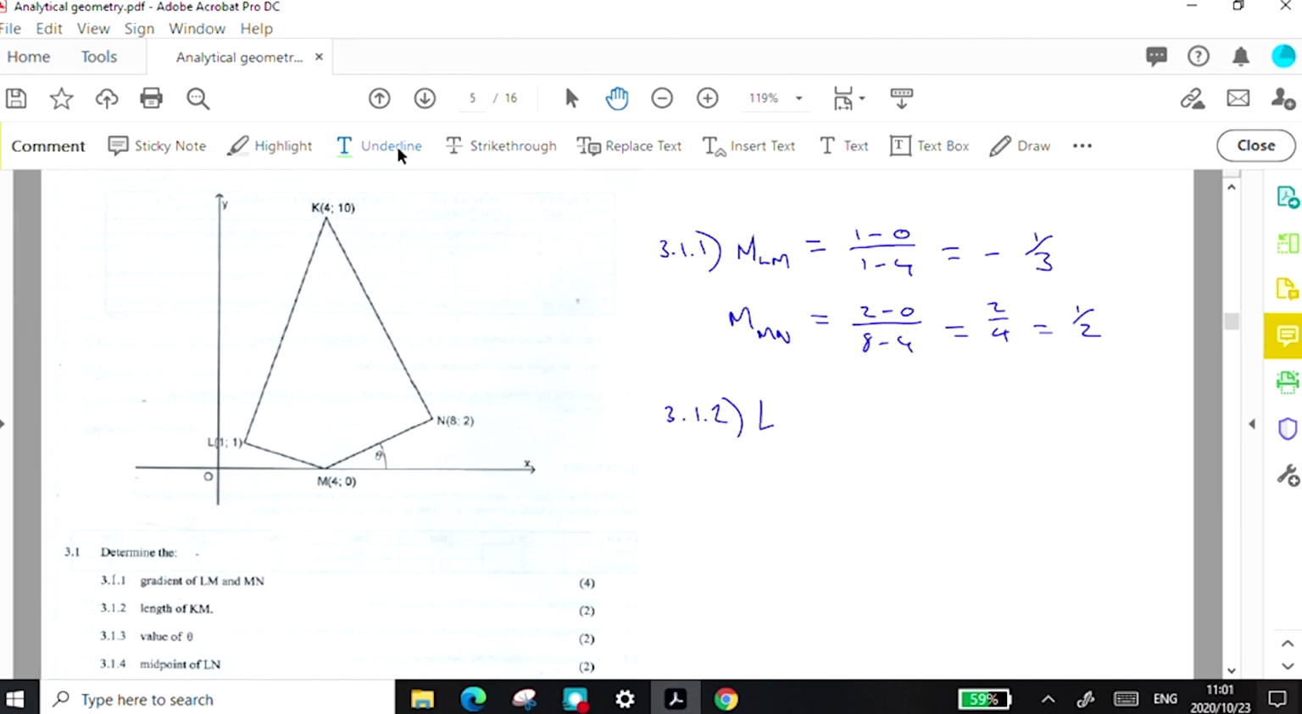The length of KM is equal to the square root of (x1 minus x2) all squared plus (y1 minus y2) all squared. So this is equal to the square root of 10 squared, which is equal to 10, as we expected. So the length of KM is 10.